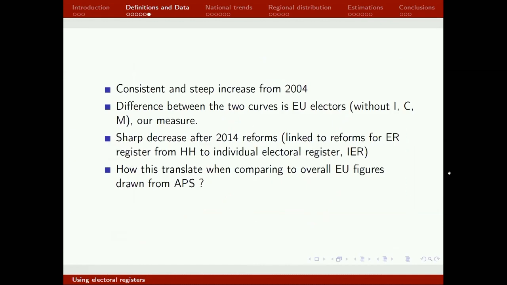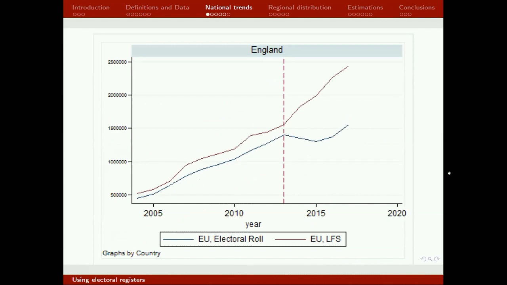What we show subsequently is simply our measure calculated by the difference between the two lines that we showed earlier, which is our blue line here, our count of EU citizens in all local authorities, and we compare it with similar figures obtained from the APS. And we see that the adjustment that was done in the measurement of the electoral register had some impact, a bit more on our measures. We observe a bit of a reduction post 2014 in the number of EU citizens that we measure in the electoral register.